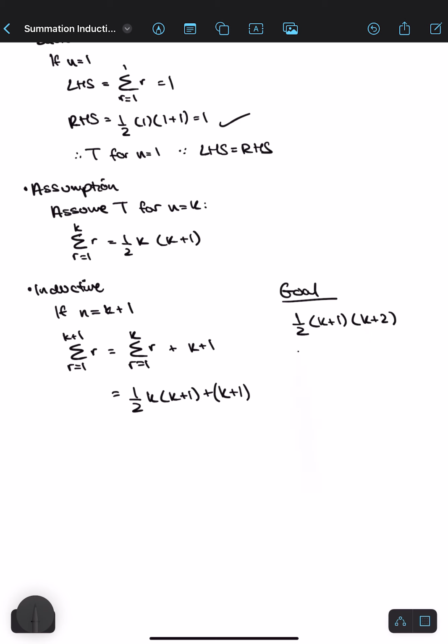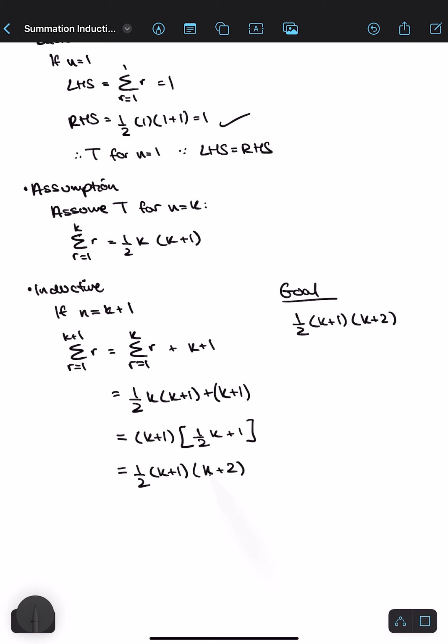Let's try and factorize and make this expression. So first we can factorize out k plus 1 because that's in both terms. So k plus 1, you multiply by a half k to get the first term, and you multiply by 1 to get the second term. Now, because we have a half in the front, let's factorize out a half from that bracket. So you put a half, k plus 1, and a half k divided by a half is just k. 1 divided by a half is plus 2. Look, we've reached the goal.